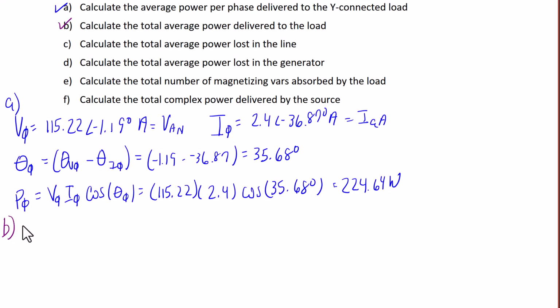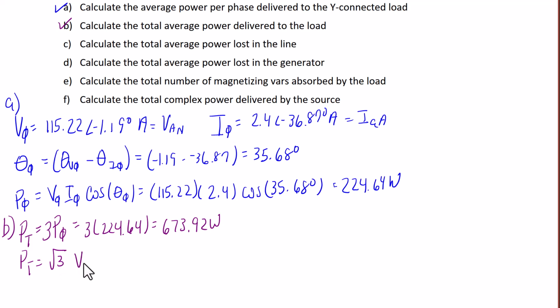So there are two formulas that we can use for this. One of them is 3 times the phase power, which is equal to 3 times 224.64, which equals 673.92 watts.